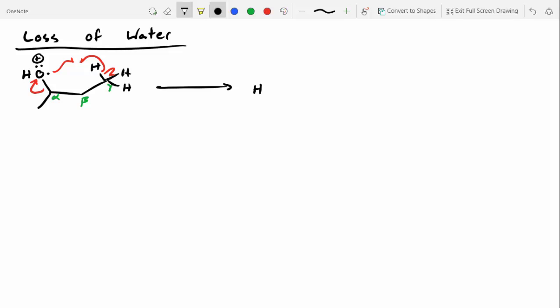When we do this, we get H2O. That's our loss of our neutral water molecule. And then if we look at our remaining positions, I'll draw in these two remaining hydrogens. We've got our alpha position here, or our former alpha position, our beta position there, our gamma position there.